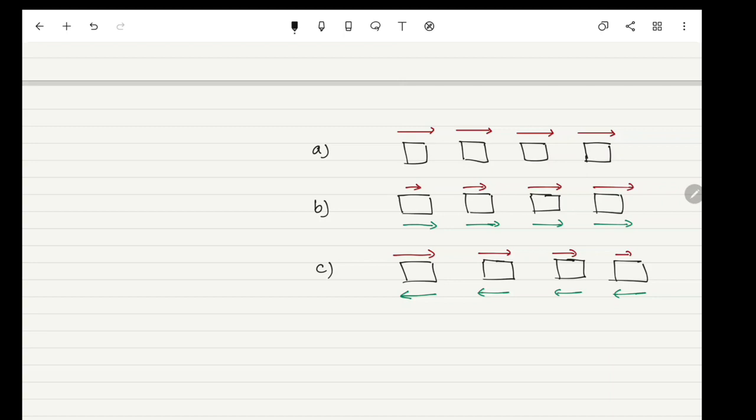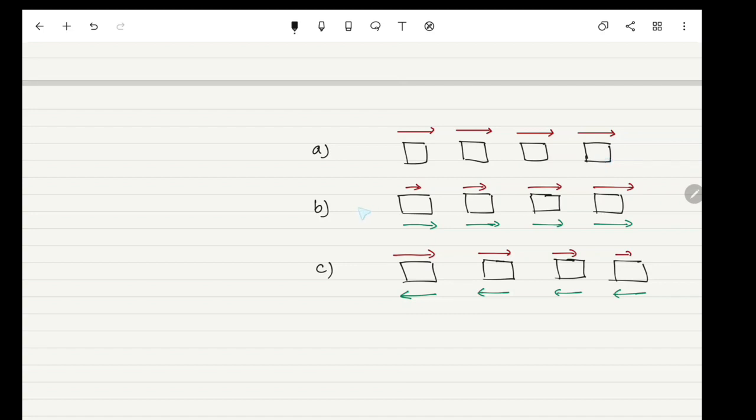Let's summarize the cases we have mentioned before. As we can see here in case A, a car or an object is moving with constant velocity. So the drawing here is the velocity. An object is moving with constant velocity. In this case, no acceleration. So the acceleration is 0.